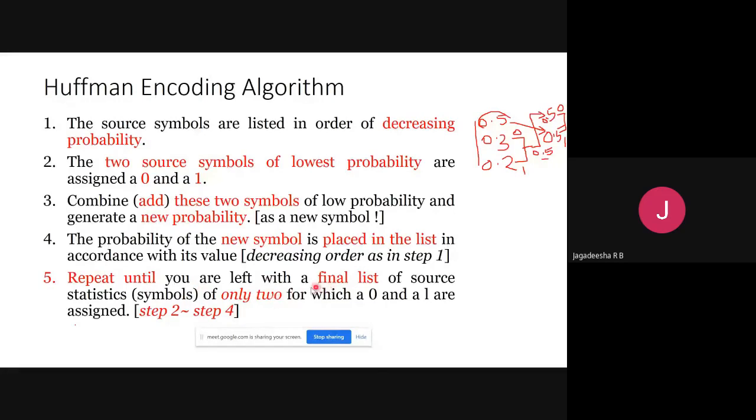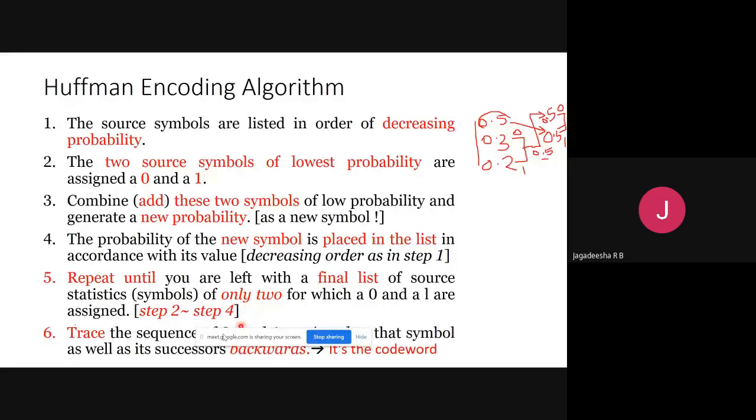So I have highlighted some of the key terms here so that you can easily look at those terms and understand. Okay, now that's the final step. What is that? Trace the sequence of zeros and ones assigned to the symbol in the backward direction. So now we have assigned some 0 here, 1 here, some 0 here, 1 here, right? Now we have to read it in the backward direction. Backward direction means from here to here. And whichever symbol, what code you get, that is the code word of this Huffman coding method.